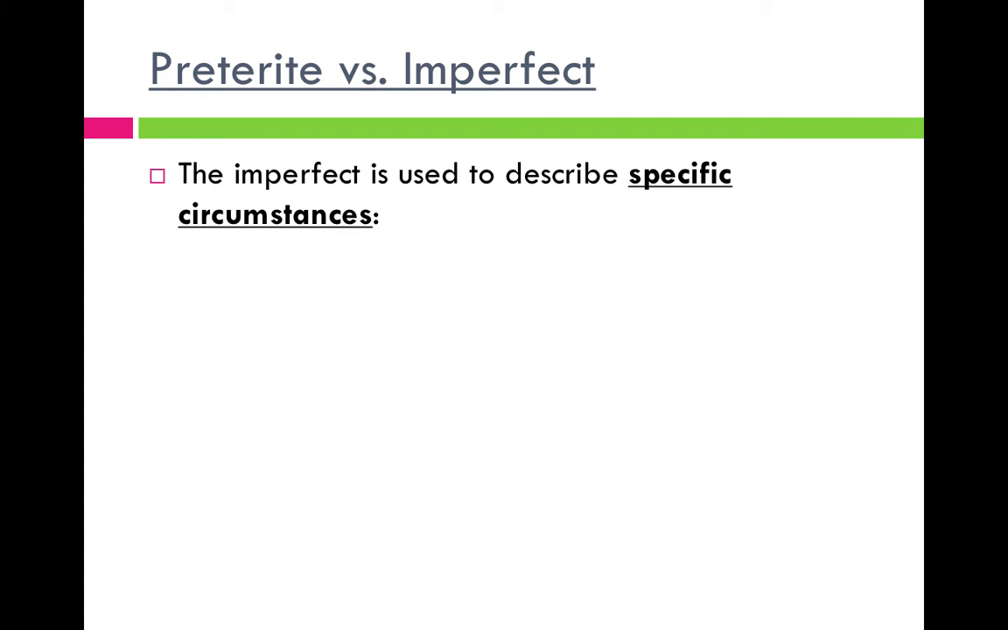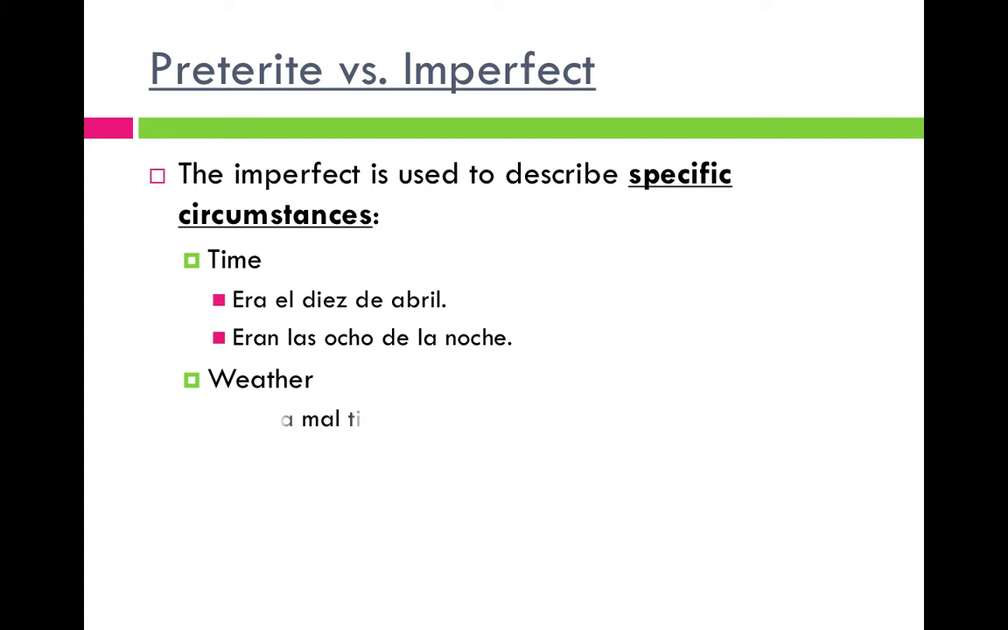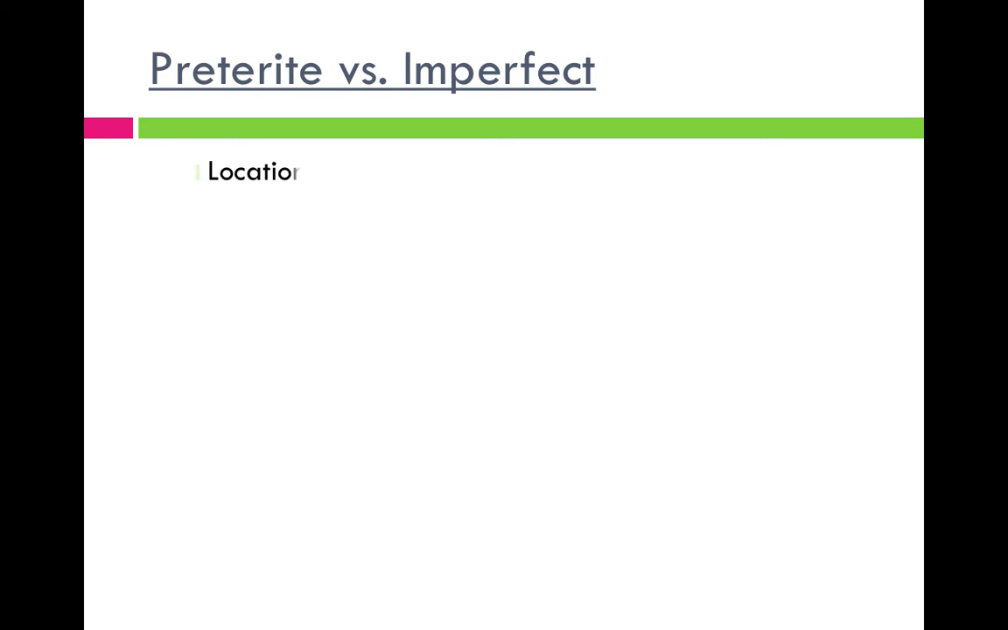The imperfect is used to describe specific circumstances. Time. Era el 10 de abril. It was the 10th of April. Eran las 8 de la noche. It was 8 at night. And weather. Hacía mal tiempo. It was bad weather. Llovía. It was raining. Location. Yo iba por la Avenida Libertad.